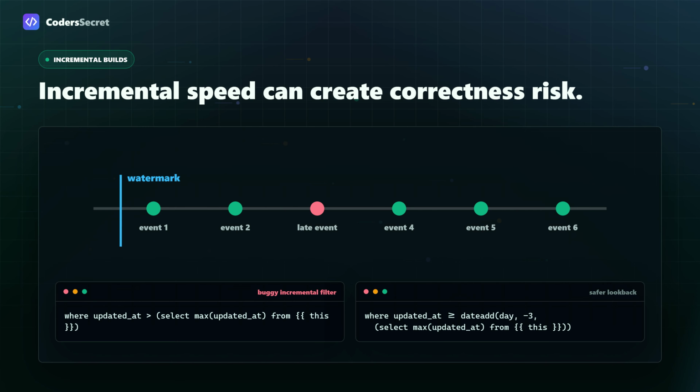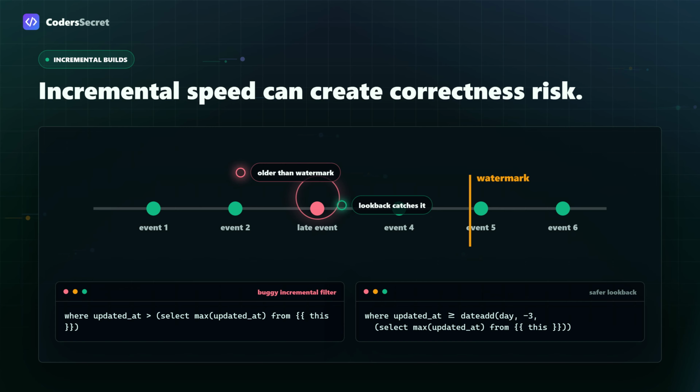The timeline shows an incremental model using a simple watermark. It only processes records newer than the last run. That is fast, but the late arriving order event in red is older than the watermark, so the model misses it. The corrected version uses a safe look-back window and repeatable backfill thinking. Incremental models are performance tools, but production teams design explicitly for late data and reprocessing.